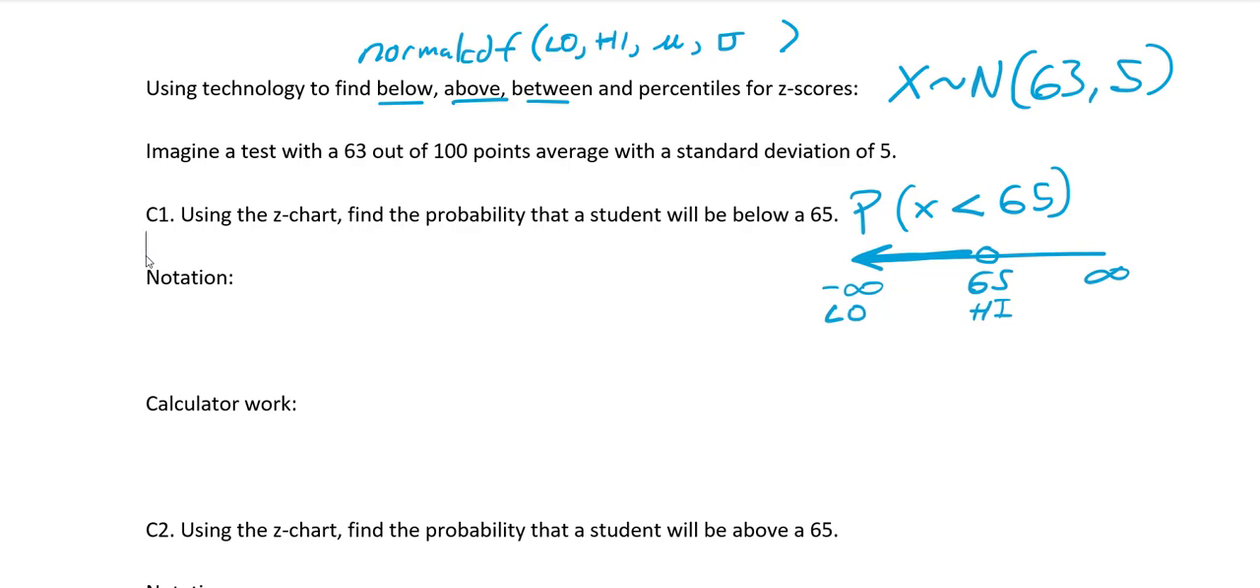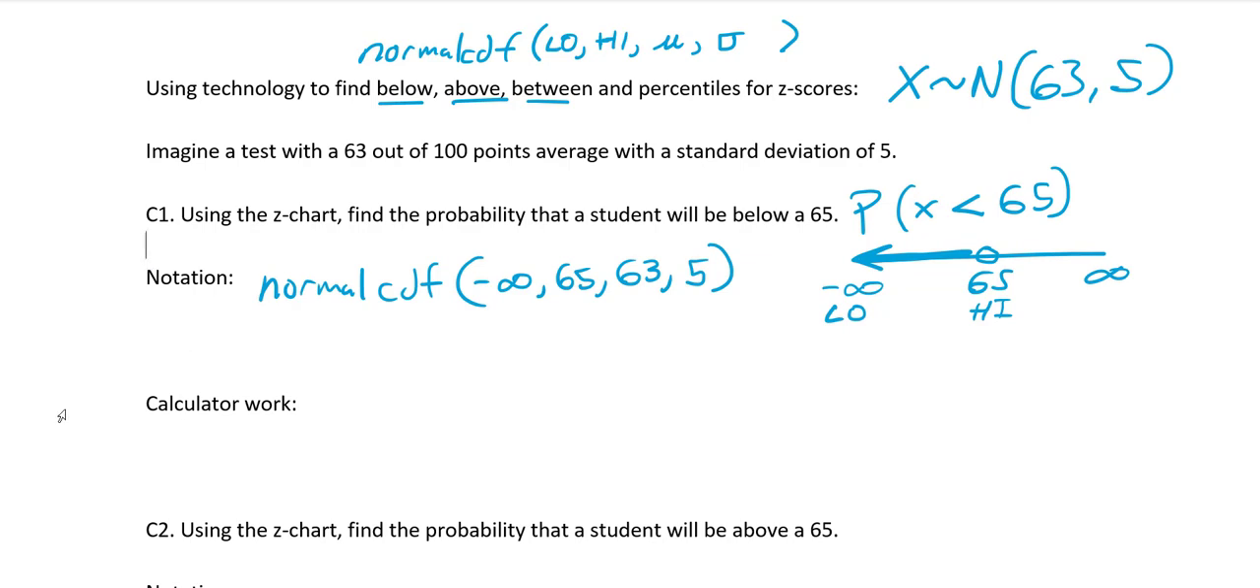So here's the notation. The notation is going to be the normal CDF, and our low number is going to be negative infinity. Our high number is going to be 65. Our mu is 63, and our standard deviation is 5. So this is the notation. This is what we want the calculator to compute for us.